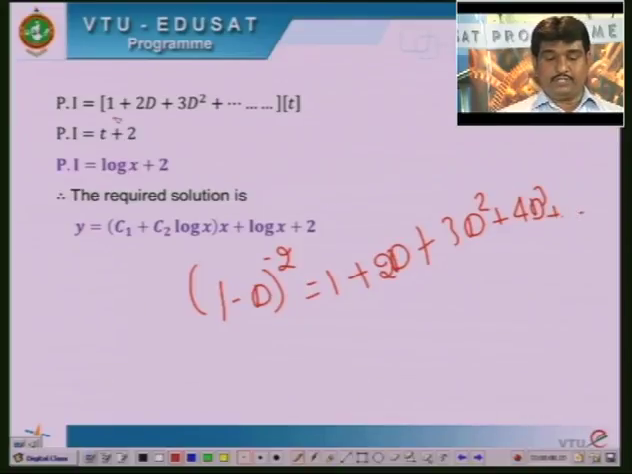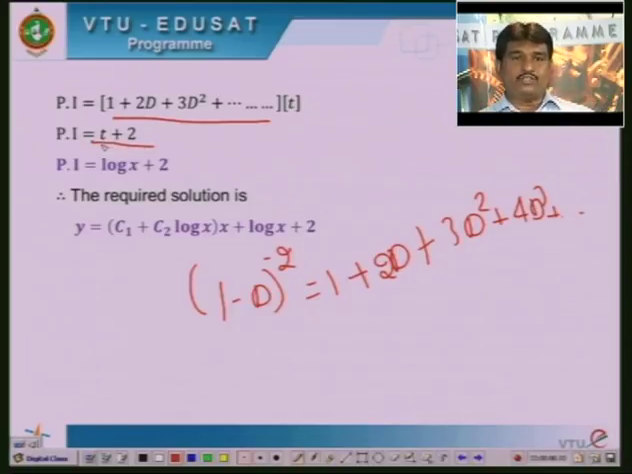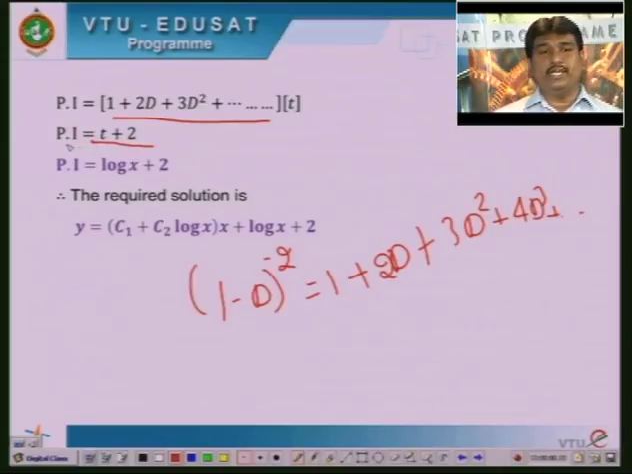Okay, so the same thing here. Operated on t, ignore derivatives of order greater than 1, because it's a polynomial of degree 1, we get t plus 2 as the answer here. So PI is log x plus 2. Therefore the required solution is y equals to c1 plus c2 log x into x plus log x plus 2.